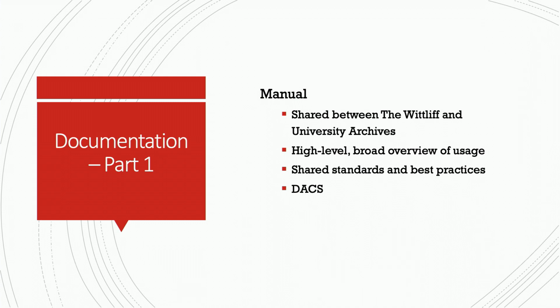So my second piece of advice is document everything. So we created a shared manual with University Archives. It's a very broad, high-level overview of usage that really focuses on the instance-wide best practices and minimum requirements for fields. It's very basic and includes just instructions on everything from how to create an agent record to how to create collection hierarchy. We purposely kept it very focused on the basic technical usage of ArchivesSpace that we both shared, because we quickly found out that our best practices and standards are very different.